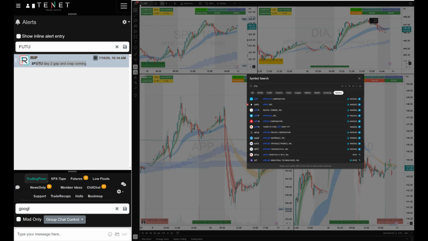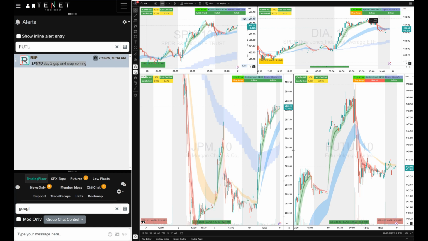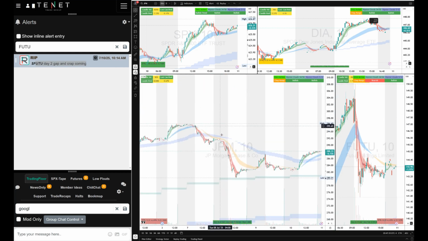So JP Morgan was another one. JP Morgan was pushing everything today. It was a day three setup. Why was it a day three setup? It sold off a lot day before yesterday. It bounced from the 20 EMA. If you remember, we shorted JP Morgan.